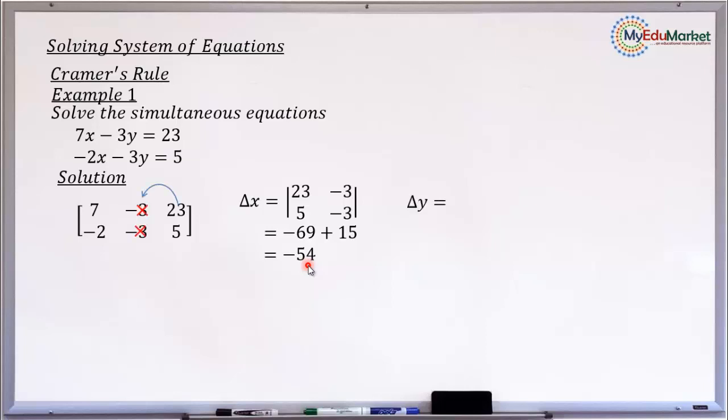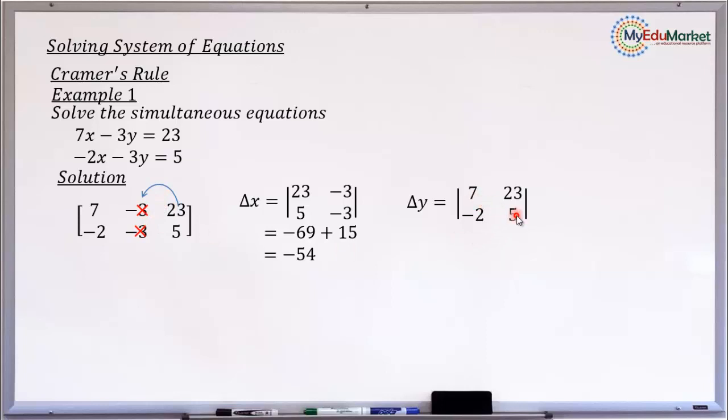This is delta y. Delta y is the determinant of a particular matrix. Let's see what we do. That column containing the constant term will now replace the column containing the coefficients of y. Look at it. So I'm going to have minus 3 replaced by 23 and 5. So I'm going to have a matrix like this: 7, 23, minus 2 and 5. Look at it here. I'm deleting the second column, and the third column will now replace it. So I'm going to have this matrix.